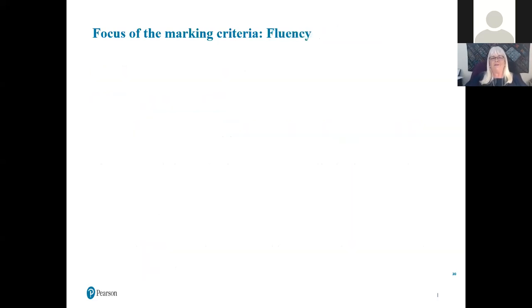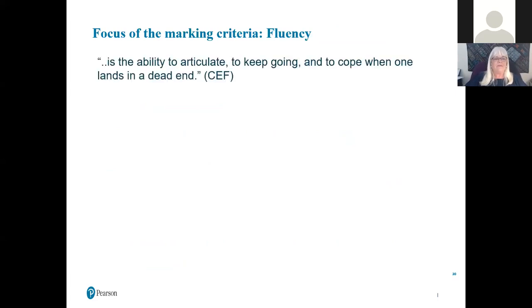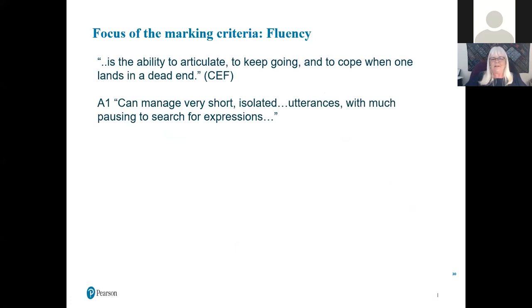And moving on now to fluency, the Common European Framework definition is: fluency is the ability to articulate, to keep going, and to cope when one lands in a dead end. I'm sure we can all relate to that personally. We'll all have our own stories about that. At level A1, they can manage very short, isolated utterances with much pausing to search for expressions. We're not expecting full sentences here. Well, we don't even speak in full sentences a lot of the time, do we?